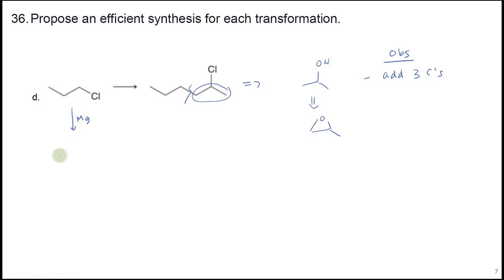So if I add magnesium, I make the Grignard. And then here I'm going to add this epoxide, which will attack here at the less substituted position, and I have that carbon on the end. And then just to switch to the Cl, I can now add just zinc chloride and HCl.